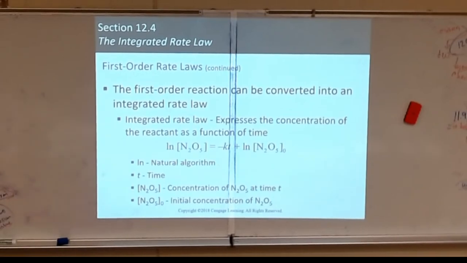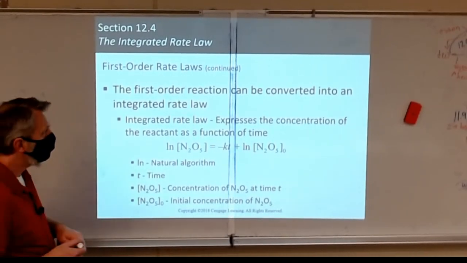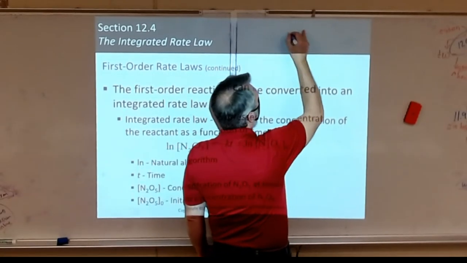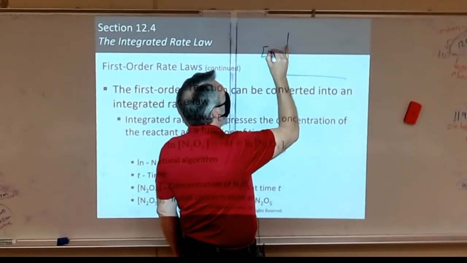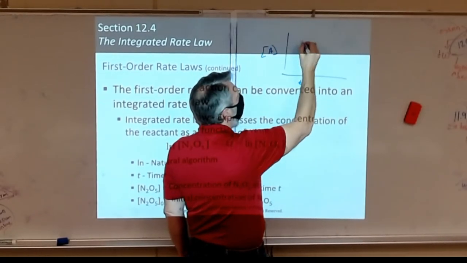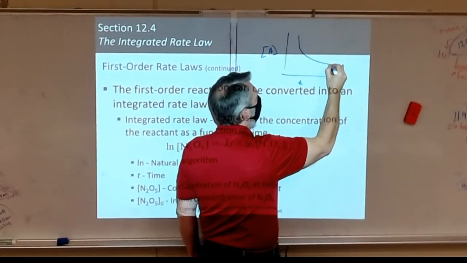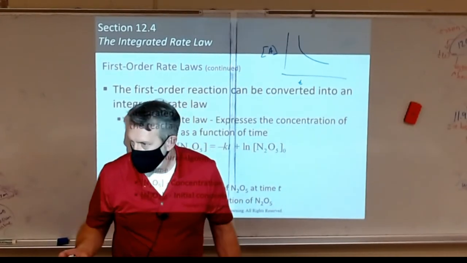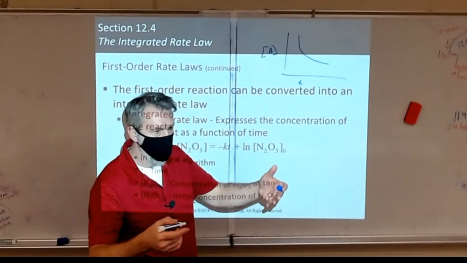First order reactions you can convert to an integrated rate law using natural logs. We do this because it makes nice little pretty straight lines, and once we have straight lines, we can solve. If you remember our little graph, with just concentration and time, typically we're going to see curves that look like this. We've shown you a couple of those.